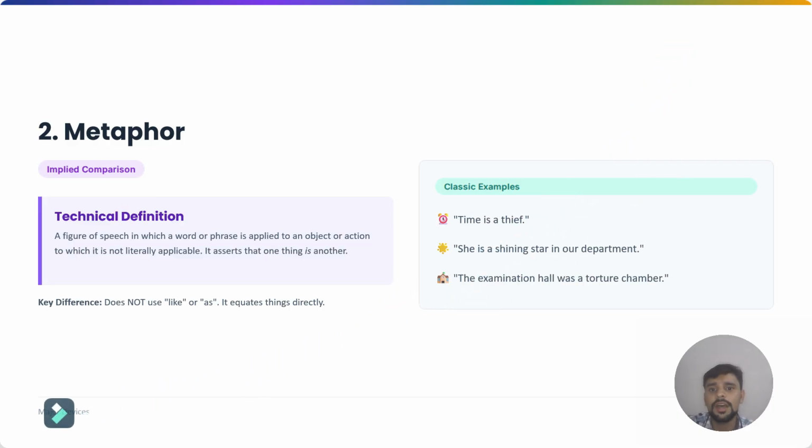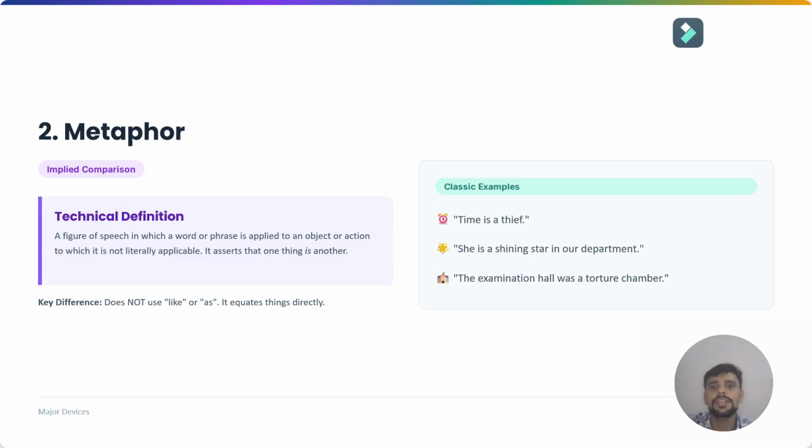It takes our youth. It takes opportunities. It moves forward without asking permission. So by calling time a thief, the speaker creates a powerful conceptual image. Let's take another example. She is a shining star in our department. She isn't an astronomical object, right? The metaphor may communicate excellence, visibility, talent, or admiration.